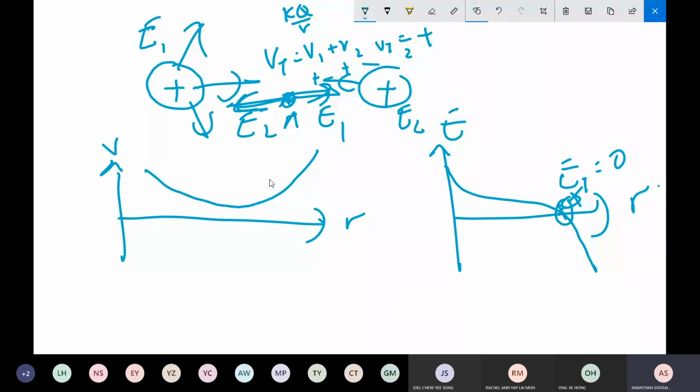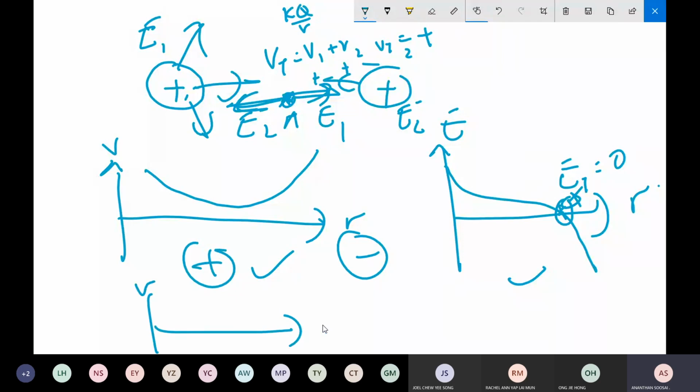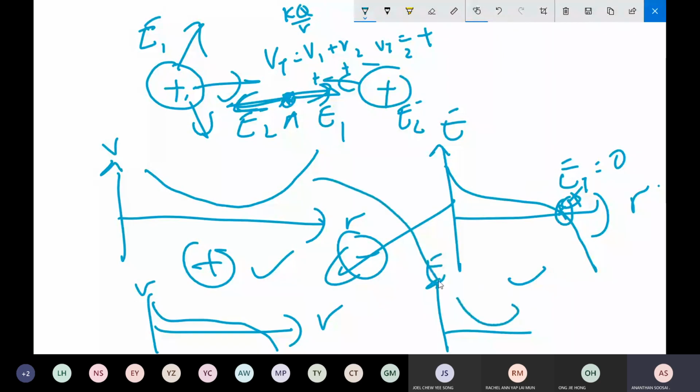So these are the two graphs you have to remember. If both charges are positive, E becomes zero in between, so it's a curve going down. Potential will have a minimum value. For positive and negative charges, the V graph is going to be like this, and the E graph will have a minimum value. This graph will be exchanged.